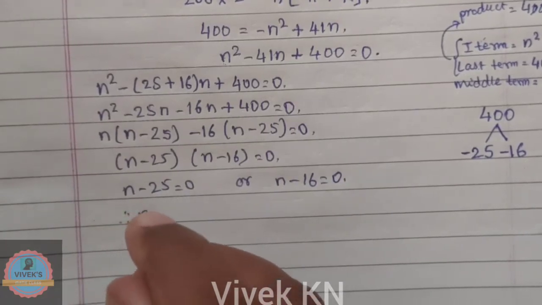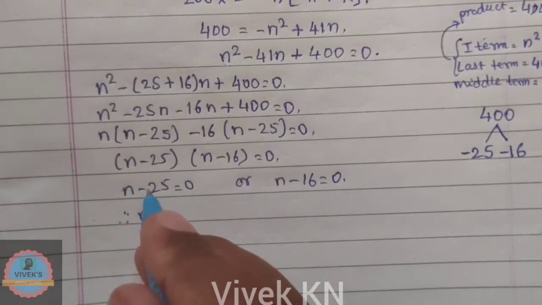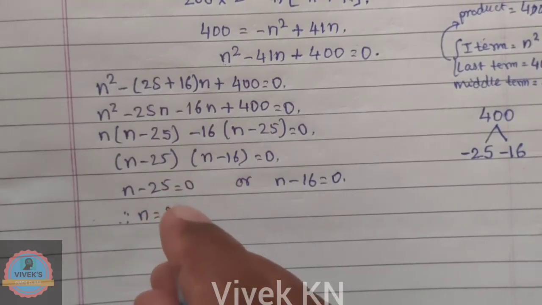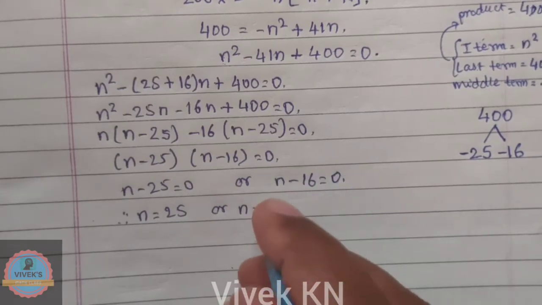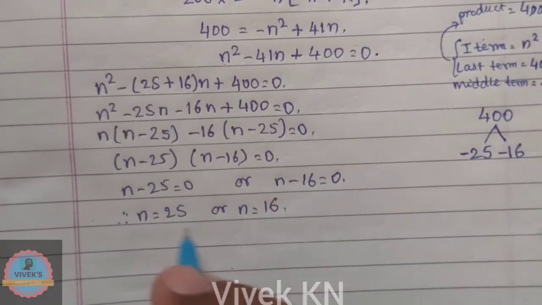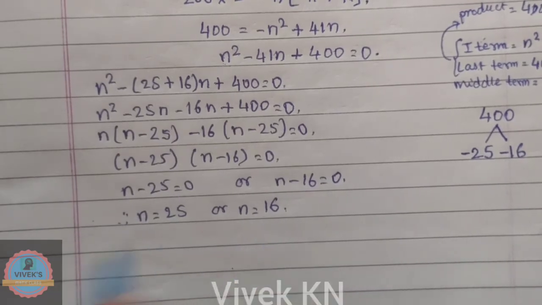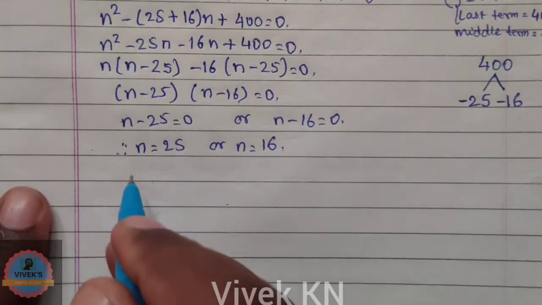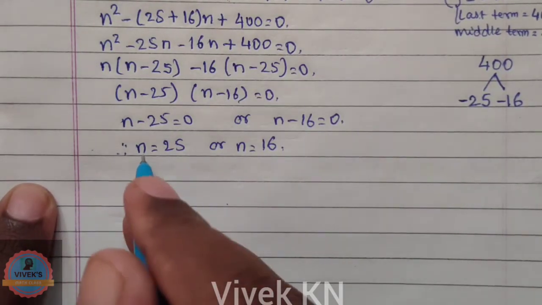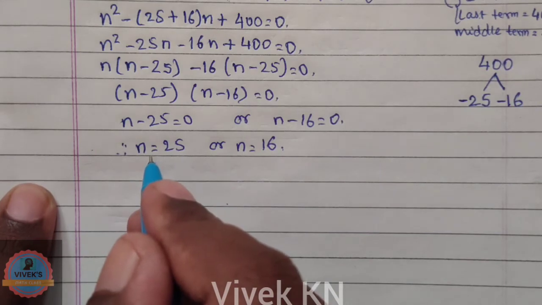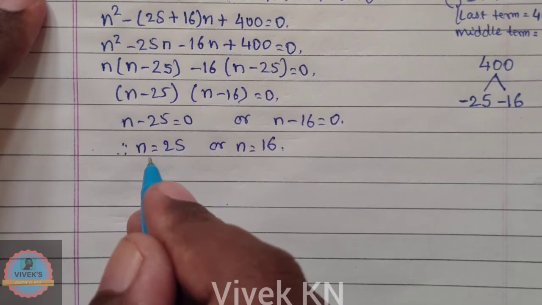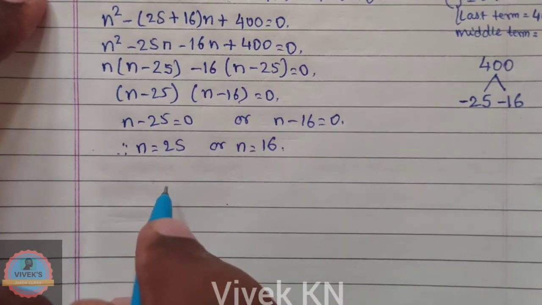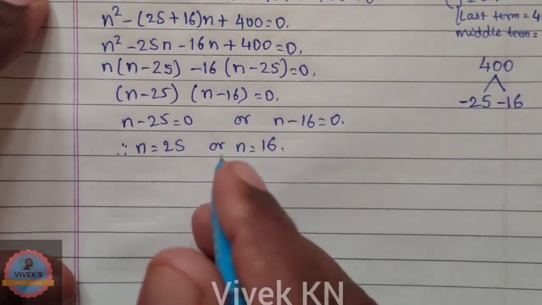Therefore n is equal to, let us shift this minus 25 to the RHS, we get plus 25, or shifting this minus 16 to the right hand side we get plus 16. Here the n value is 25 and 16. Here n is nothing but the number of rows required to place 200 logs, and now we have to find the number of logs in the top row. For that we have to apply the nth term formula.